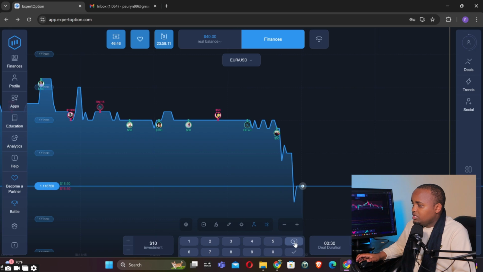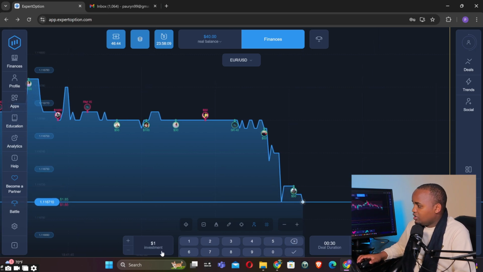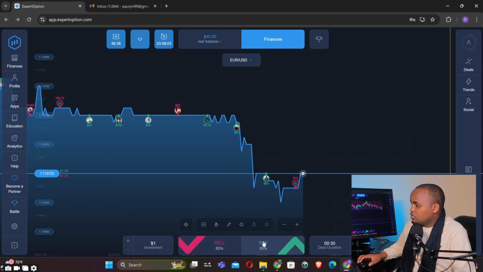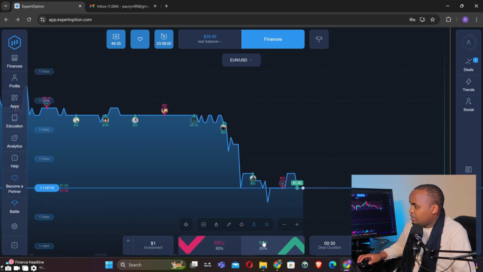So I'm going to be taking a quick trade here of $1 so that I can show you how it normally happens in a very easy way. I'm going to be clicking buy, so I can buy here.